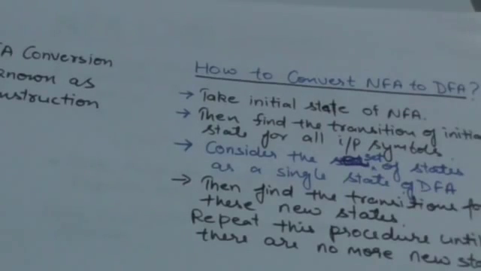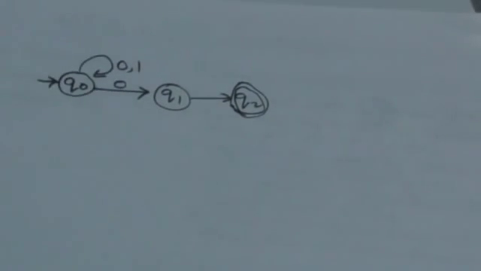Next, when you get new states after applying an input symbol, find the transitions of these new states in the same way and repeat this procedure until there are no more new states, right? So it would be more clear when we convert this NFA into a DFA.